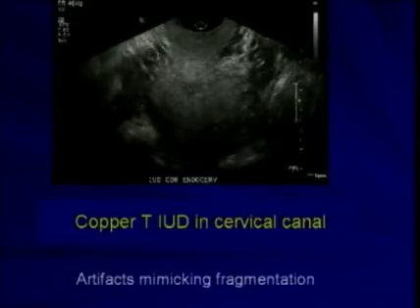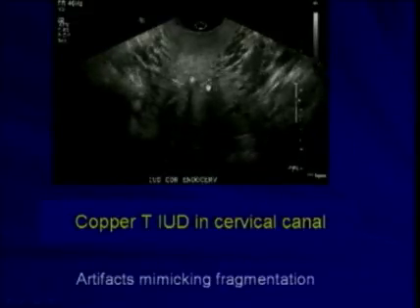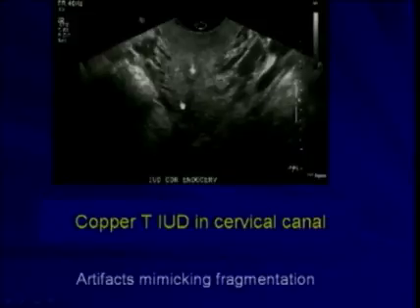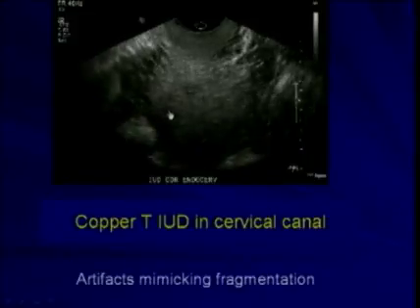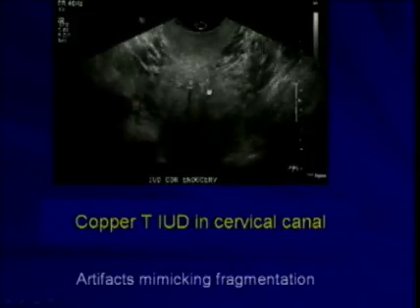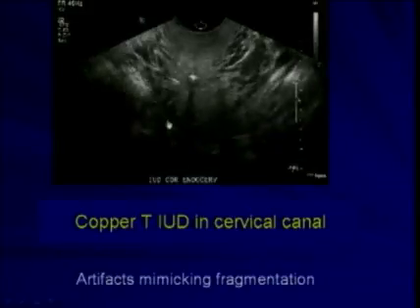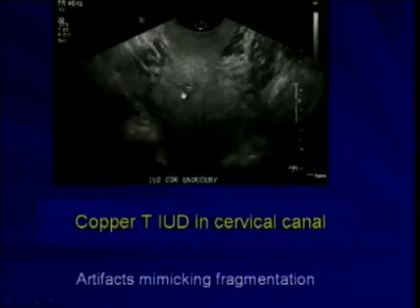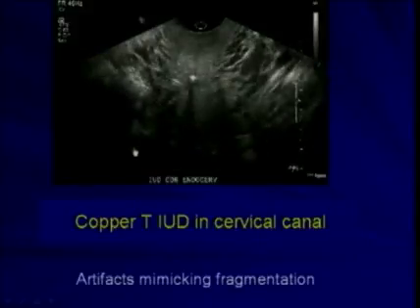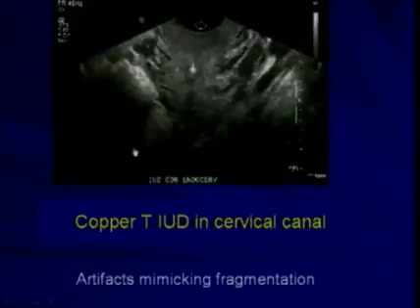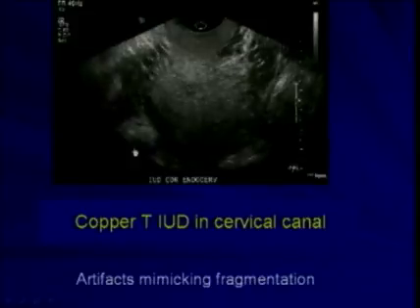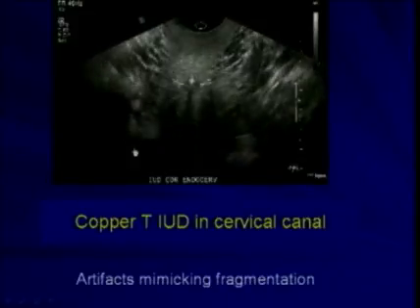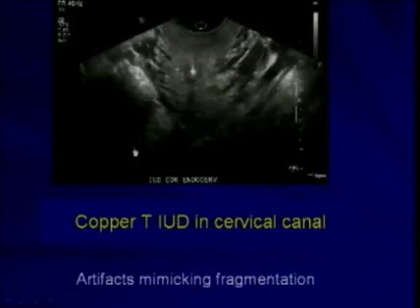This is a video clip. Notice that of these 4 echo densities, 2 of them are more echogenic and 2 of them are less echogenic. In fact, this is an artifact that one sees with the copper IUDs. These artifacts can mimic fragmentation and should not be mistaken for an abnormality.